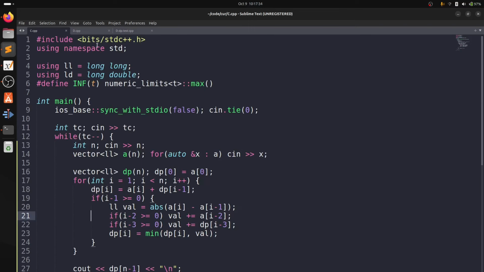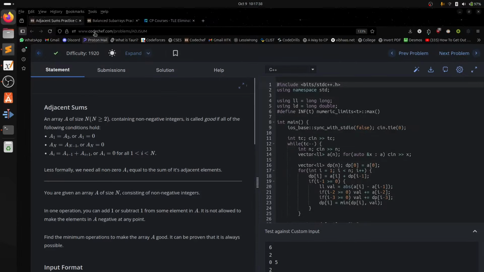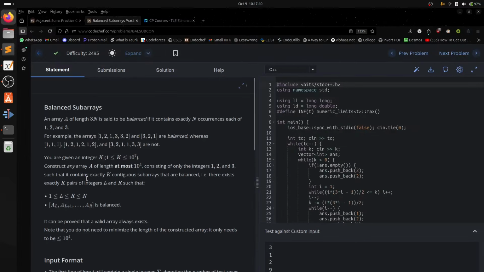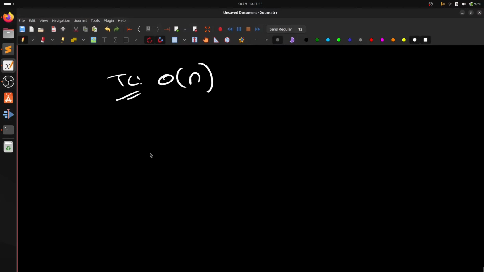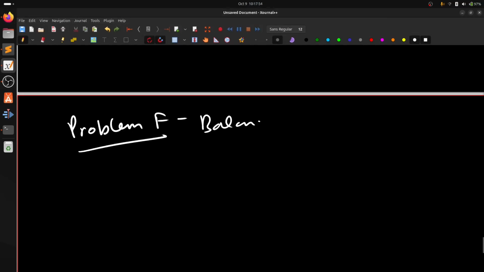All right. So now we can move on to problem F. The problem F, which is balanced subarrays, correct? So in div 2, this is problem F. In div 1, this is problem D, right? So we can move on to problem F, which is balanced subarrays.